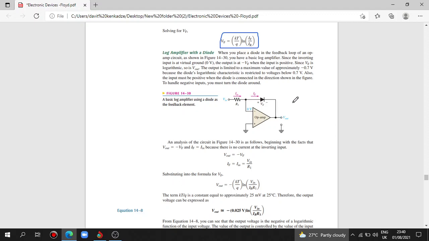In the integrator, we had a capacitor in the feedback loop. In the differentiator, we have a resistor, and in the logarithmic amplifier, we have a forward bias diode. And I think that the anti-log amplifier should have a reverse bias diode, something like this.